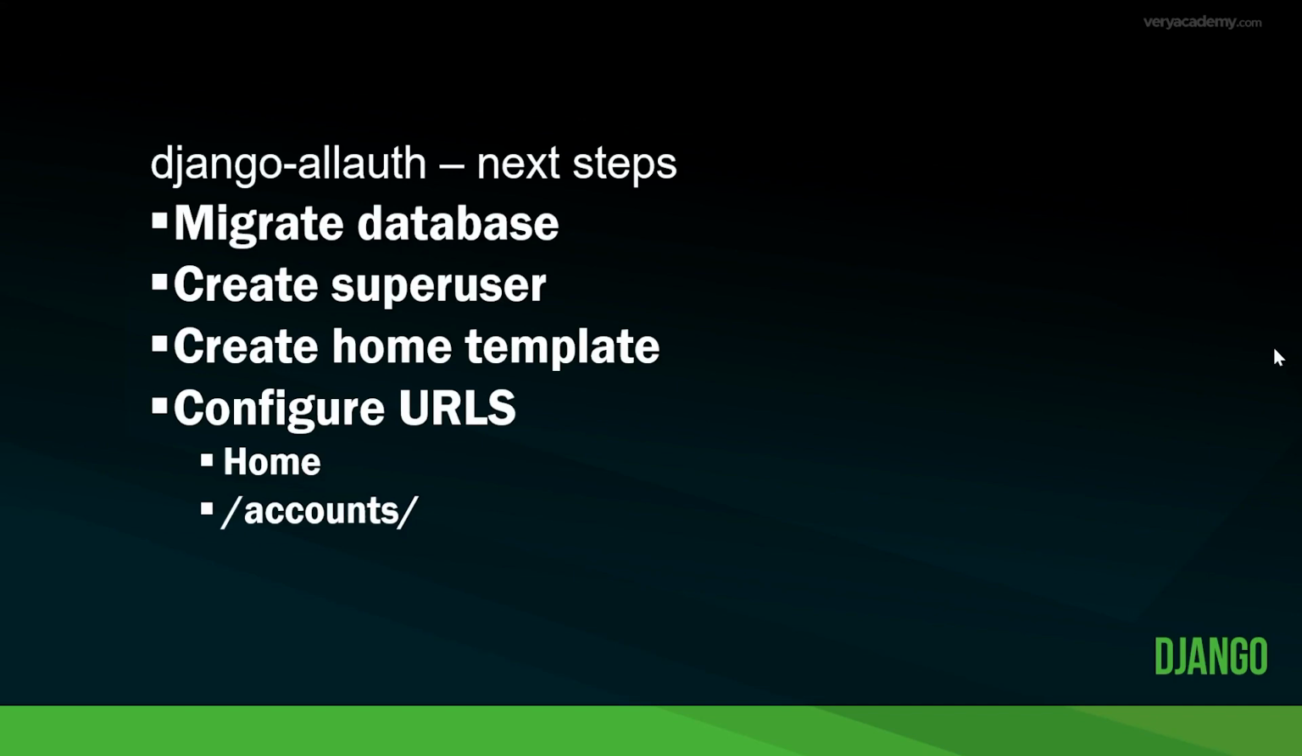So we're just going to build a simple index page for the home page, and then we're going to configure the URLs. There are two URLs that we're going to configure in this example: the home or index page, and also the accounts. The accounts directory is where all the authentication configuration is going to be placed. So we'll have a look at all the different pre-created templates that allauth presents us with when we create the accounts URLs.